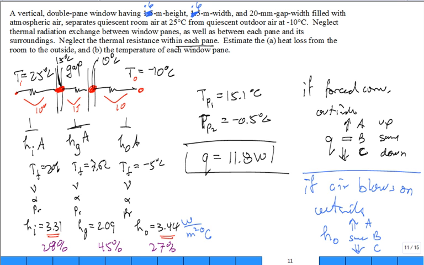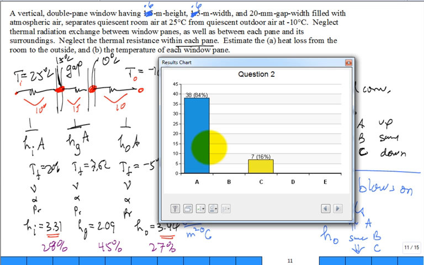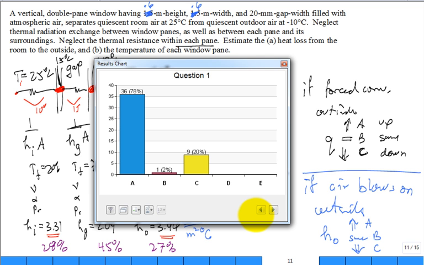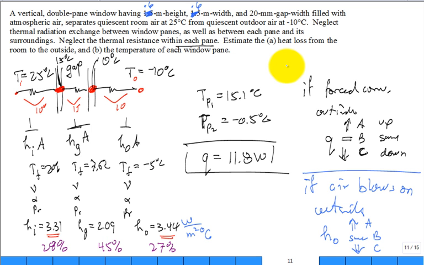So the best answer for question 2 was that the convection coefficient goes up if air is being forced, if it's windy outside. And then this one. If I have a higher H on the outside because the wind is blowing, it's going to have a larger Q. The rate of heat transfer, Q, goes up. Make sense? Very good. All right.